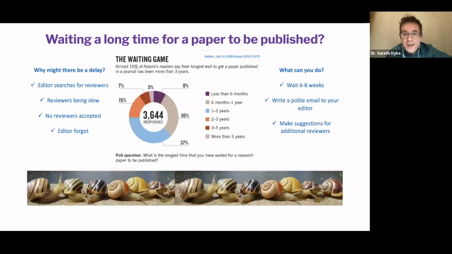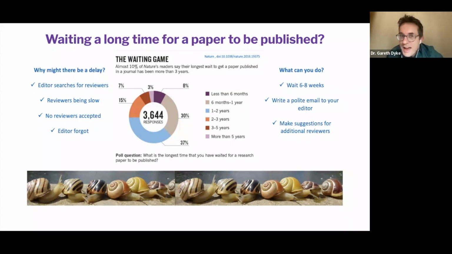Here are some stats. Incredibly, have a look at the numbers of authors in this survey from Nature in 2016 who waited more than 2 years, 3 years, more than 5 years for their paper to come out. It's incredible. You should not be in this position. You should be writing to editors.